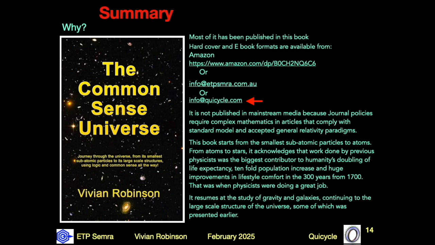It is not published in the mainstream media because journal policies require complex mathematics and that articles comply with the accepted standard model and general relativity paradigms. This book goes from the smallest subatomic particles to atoms. From atoms to stars, it acknowledges that the work done by previous physicists was the biggest contributor to humanity's doubling of life expectancy, tenfold population increase, and huge improvements in lifestyle comfort in the 300 years from 1700.